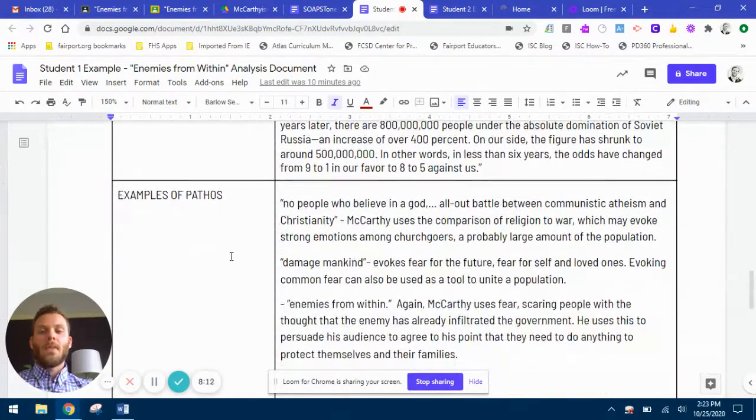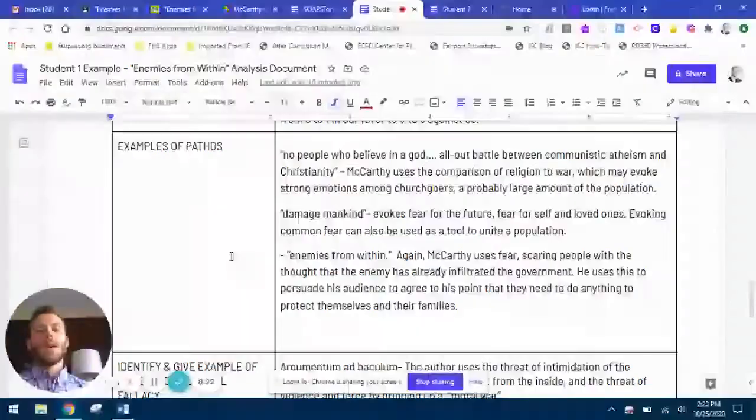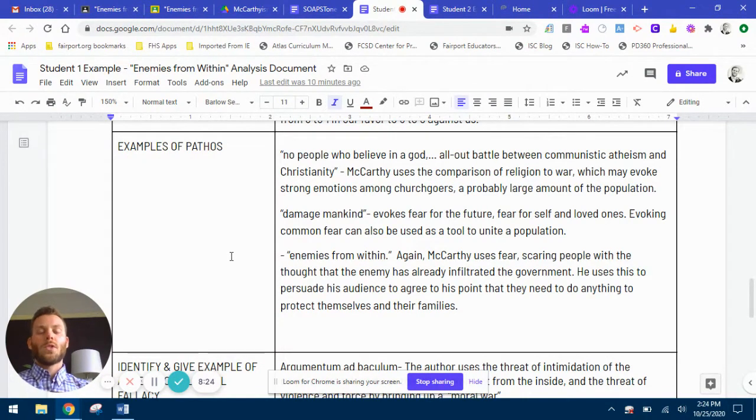Then as we go down to pathos, same thing. All right, she pulls out specific examples. And then not only does she just say what the examples are saying, she says McCarthy uses the comparison of religion to war, which may evoke strong emotions among churchgoers. That's the key right there. If she's talking specifically, how does that quote play on people's emotions? How does that impact people's emotions?